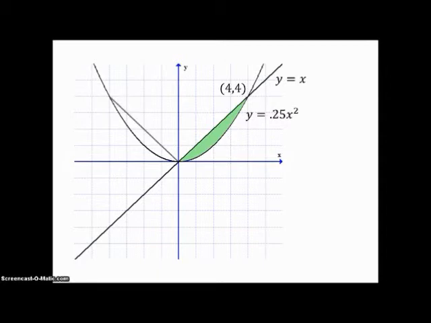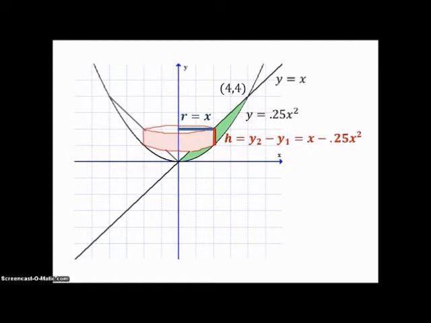So there's my faux reflection, and there's a typical shell. All right, so we need the radius and the height. The radius is just x, and the height is the difference between the two y values. The one on the top, the larger one, is x, and the lower one is 0.25 x squared.